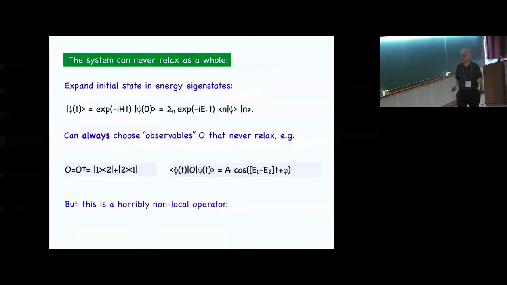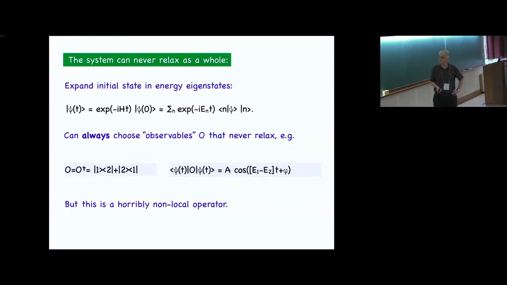And what it tells you, obviously, is that this expectation value keeps on oscillating indefinitely. And that's precisely what typically happens in single particle quantum mechanics or in few particle systems. So they never relax, so they always exhibit persistent oscillations. Okay, so clearly the system can never relax as a whole. Here's the proof. However, now let's look at this operator.